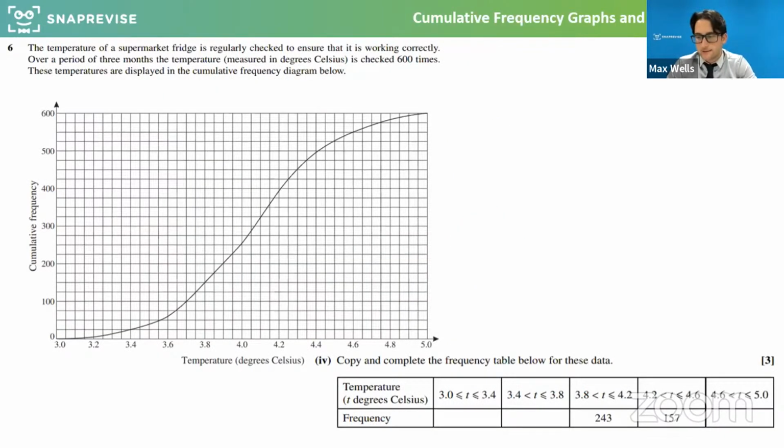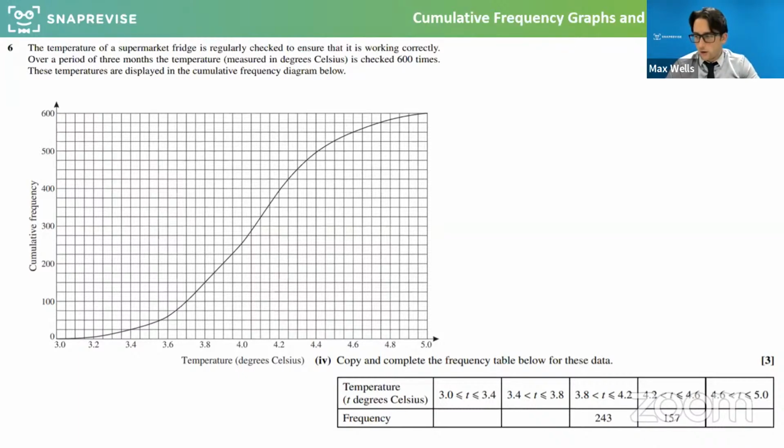And then let's look at this exam question. It says the temperature of a supermarket fridge is regularly checked to ensure that it is working correctly. Over a period of 3 months, the temperature measured in degrees Celsius, excellent, thanks guys, I'm just keeping an eye on the chat as well, is checked 600 times. These temperatures are displayed in the cumulative frequency diagram below. And notice it is that sort of S shape. So what we're going to do is we can use this to complete the table.